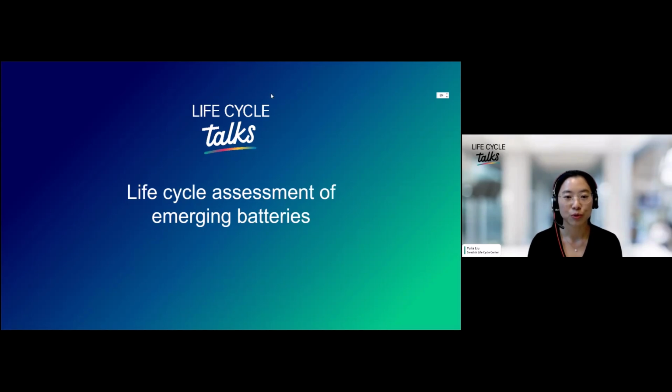Today's life cycle talk will focus on the environmental impact of emerging batteries. We will deepen our knowledge and understanding of how to assess their environmental performance using the life cycle assessment approach.